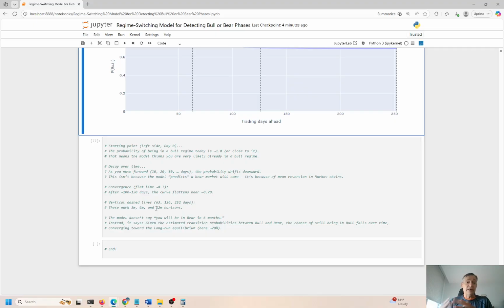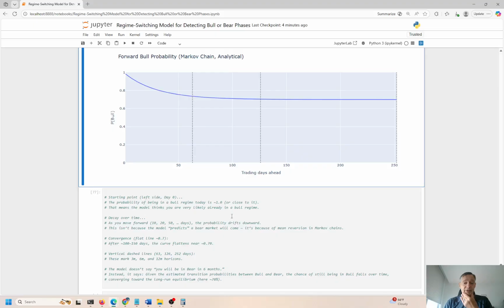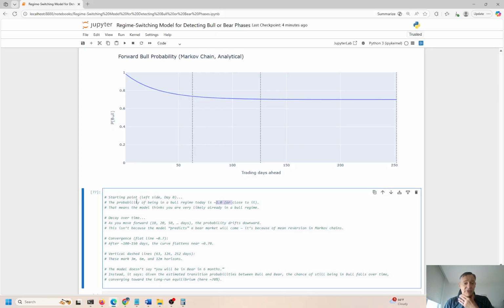So the probability of a bull regime today is about 1%, right? Or close to it. And this means that the model thinks you're likely to already be in a bull regime. But there's a decay over time, 10, 20, 50 days out. This isn't because the model predicts a bear market will come. It's because there's a mean reversion, right? So everything goes back to the mean. So you can go up, up, up, up, up, and it's going to come down, guaranteed. You can go down and down and down, and it's going to come up, guaranteed, right? Everything comes back to a mean. There's a mean reversion Markov chain, right? And that's just the normal way that the market has worked for hundreds of years.